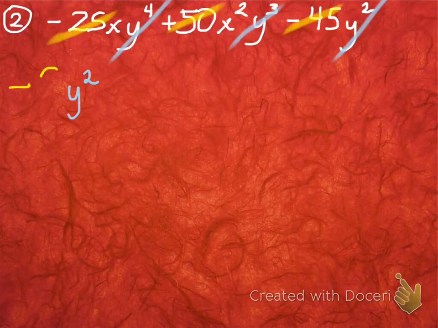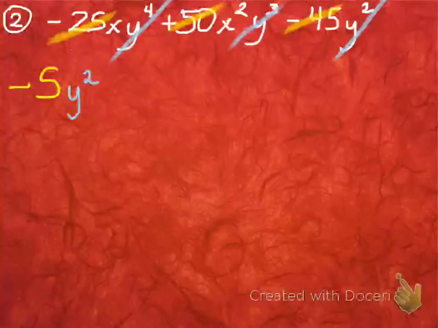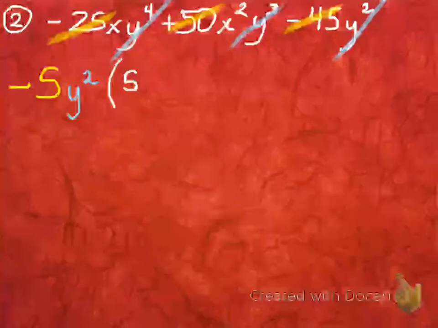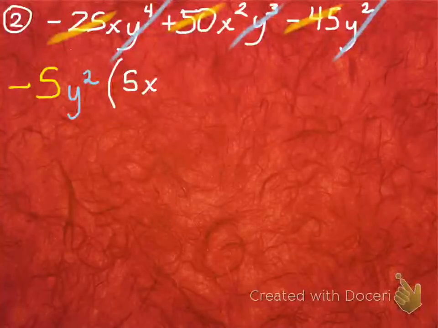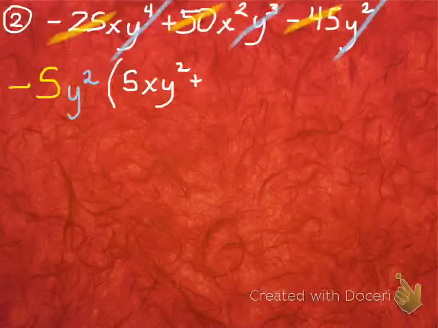And so I'm going to factor out a negative 5. And so when I open up my parenthesis, I have negative 25 divided by negative 5, giving me a positive 5. I'm not taking out any x's, so whatever x's I have, I write down. I am taking out 2 of the y's. So if I have 4 y's, that leaves me behind 2.